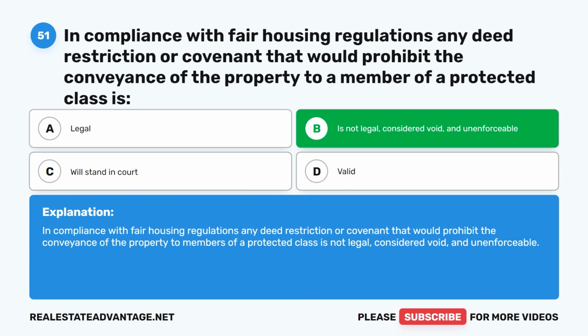Is not legal, considered void, and unenforceable. In compliance with fair housing regulations, any deed restriction or covenant that would prohibit the conveyance of the property to members of a protected class is not legal, considered void, and unenforceable.